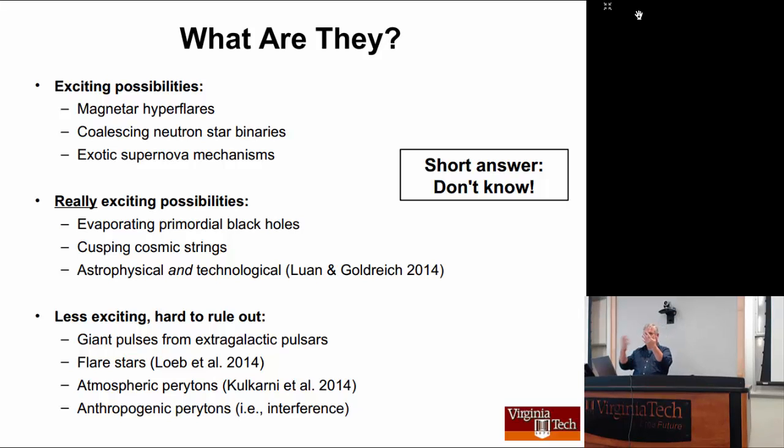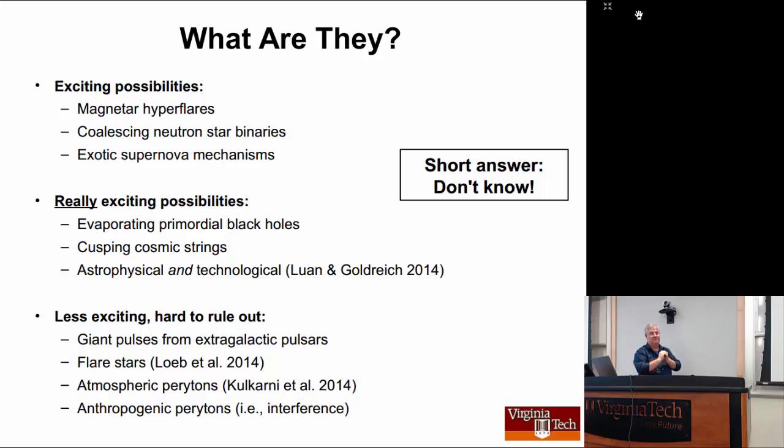Happy to share with you what's going on with that if you'd like, but that takes a while to discuss. Cusping cosmic strings, same issue. Astrophysical and technological. So this is my way of saying extraterrestrial intelligence. I never like to write that on a slide, because I find as soon as you say that, everybody goes nuts. And it's not that. It's just that you can't discount the possibility that maybe there's some technology out there somewhere in the universe that produces these things, and people have taken it seriously.